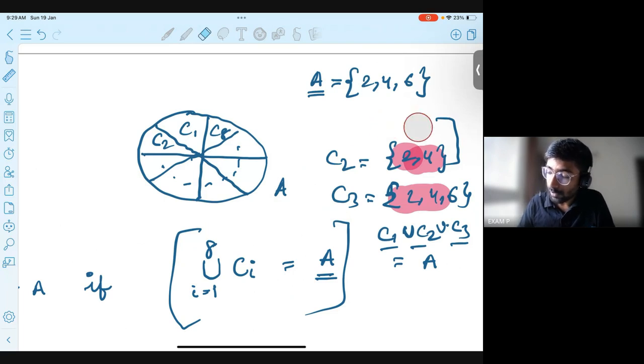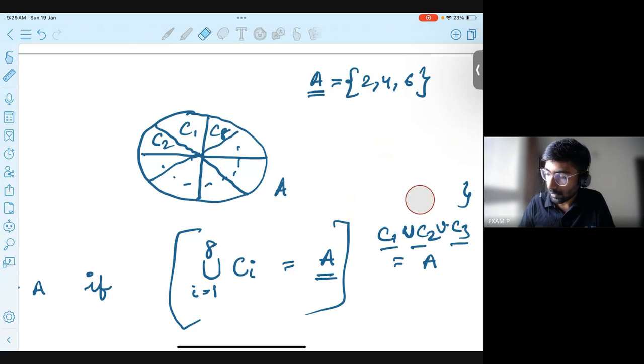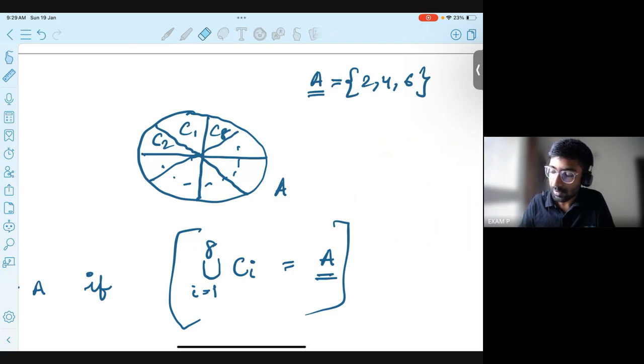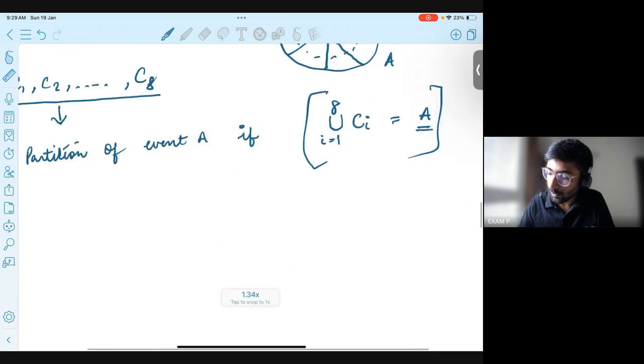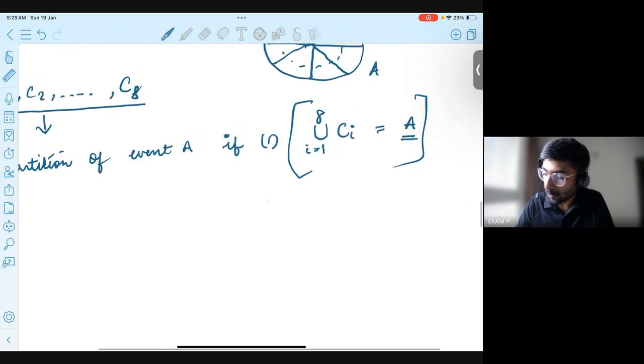When you take a partition, then these sub-events, C1, C2, C3, have to be mutually exclusive. So there are 2 conditions. Number 1 is this, and then number 2 is the Ci's, whatever events that you are taking, they should be mutually exclusive.